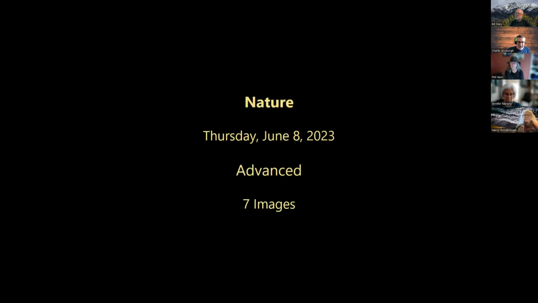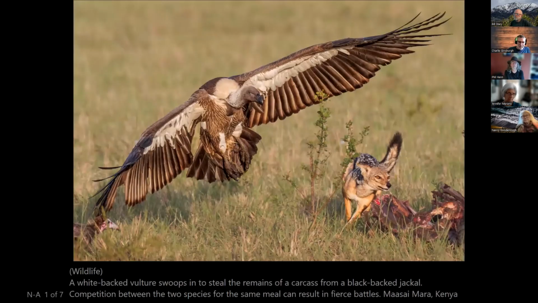Nature Advanced, seven images. A white-backed vulture swoops in to steal the remains of a carcass from a black-backed jackal. Competition between the two species for the same meal can result in fierce battles. Masai Mara, Kenya.